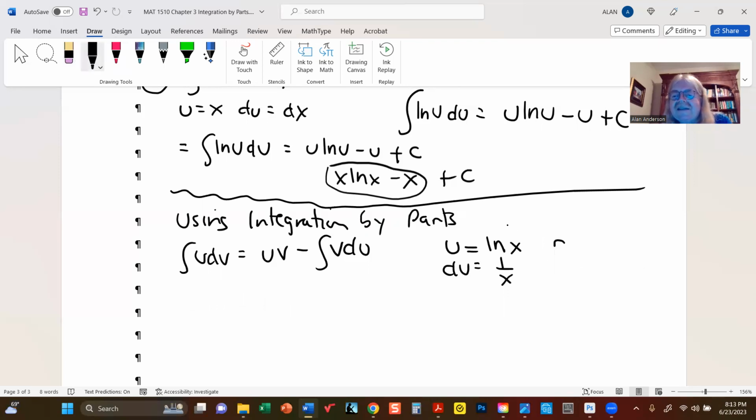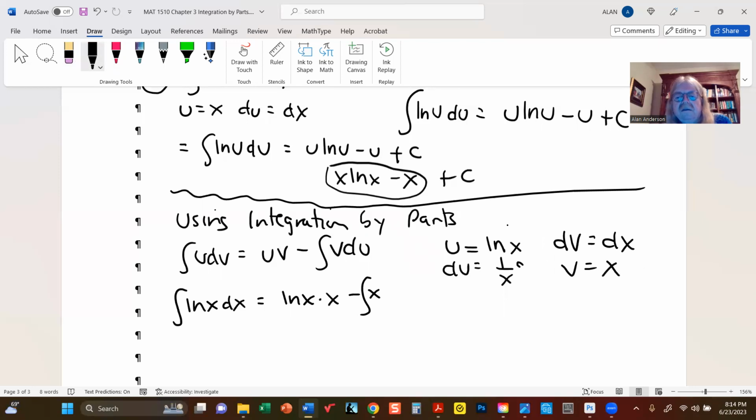Yeah, because it's the dv. It has to be the dx, so v is just x. That's better. Okay, good. Now that's much better. Ln x times x minus the integral of x times 1 over x dx. Now we're getting somewhere.